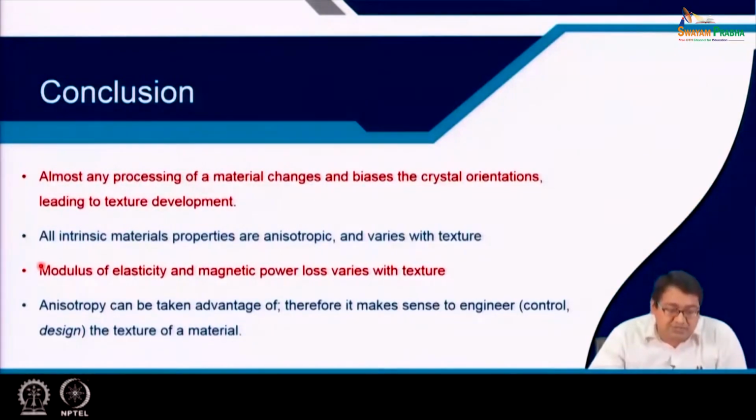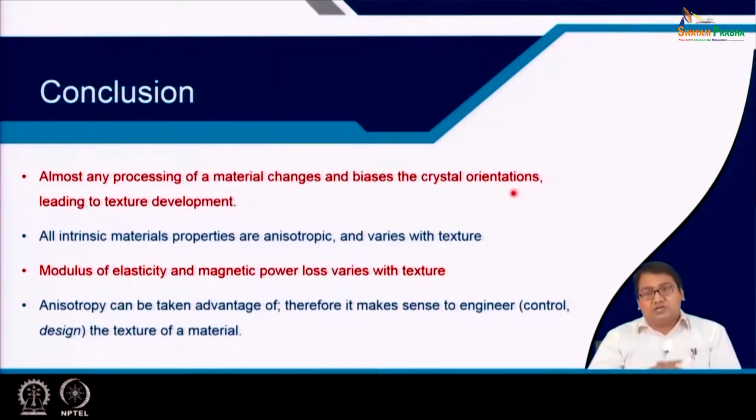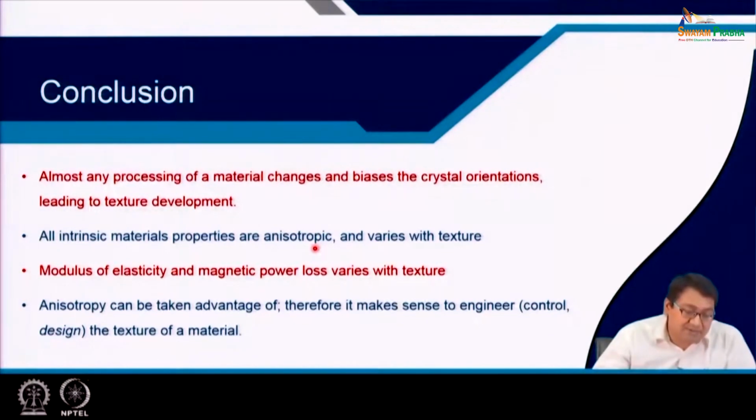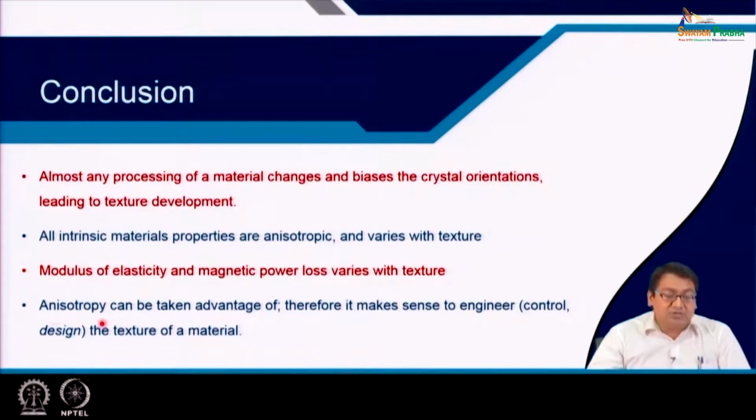So, conclusions: almost any processing of material changes and biases the crystal orientation, leading to texture development. All intrinsic material properties are anisotropic and vary with texture, and this includes modulus of elasticity and the electrical and magnetic properties. Anisotropy can be taken advantage of, and therefore, it makes sense to engineer or control or design the texture of the materials.